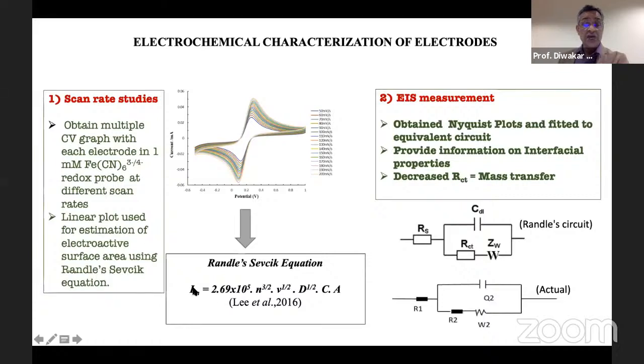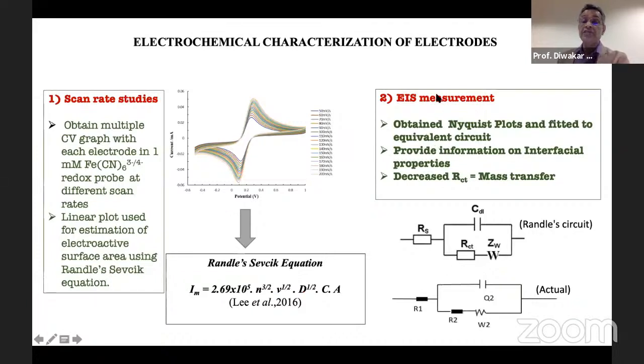And through this, using the Randles-Sevcik equation, other quantities are known. Ip is known, that is the peak current, and nu is the scan rate, D is the diffusion coefficient, C is the bulk concentration that we know, and n is the number of electrons involved, that is one. So A, the surface area, can be obtained. So for the differently modified electrodes, we try to obtain the surface area.